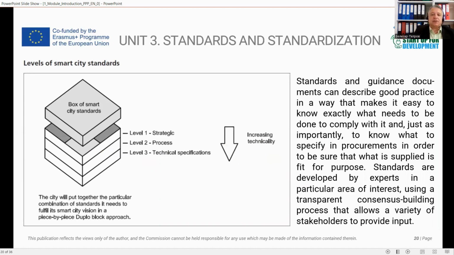Unit 3: Standards and Standardizations. Standards and guidance documents can describe good practice in a way that makes it easy to know exactly what needs to be done to comply with it, and, just as importantly, to know what to specify in procurements in order to be sure that what is supplied is fit for purpose. Standards are developed by experts in a particular area of interest using a transparent consensus-building process that allows a variety of stakeholders to provide input. On the picture, you can see different levels of smart city standards.